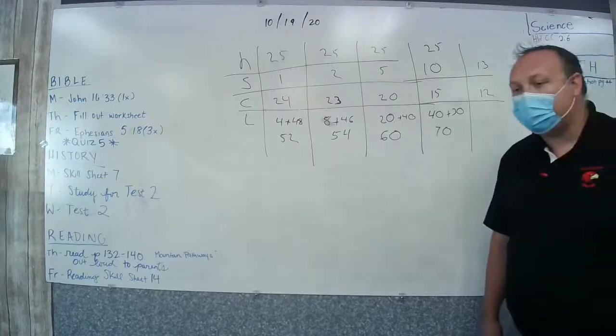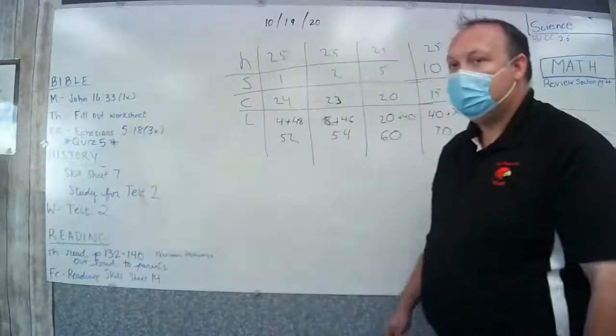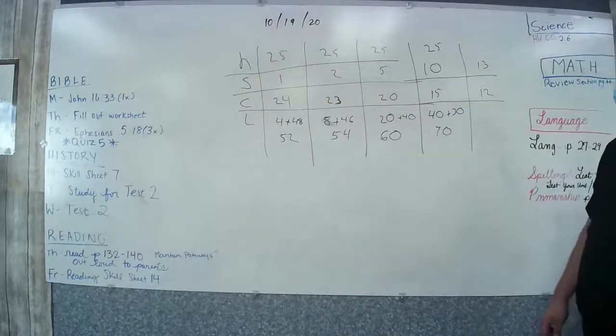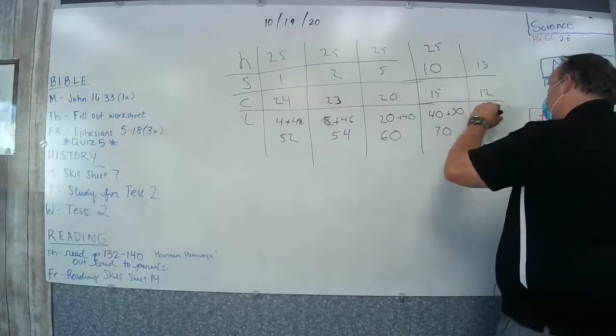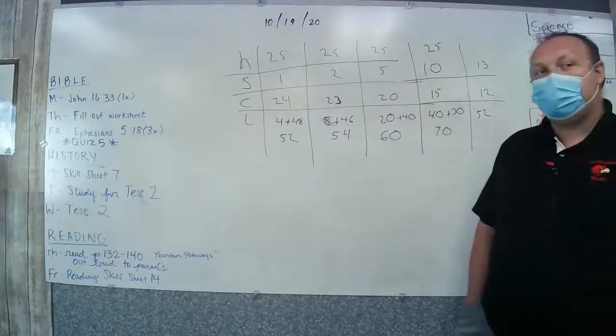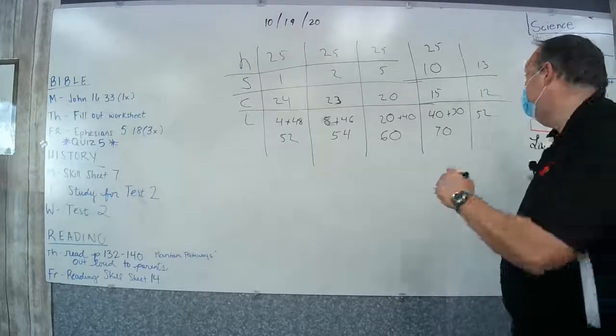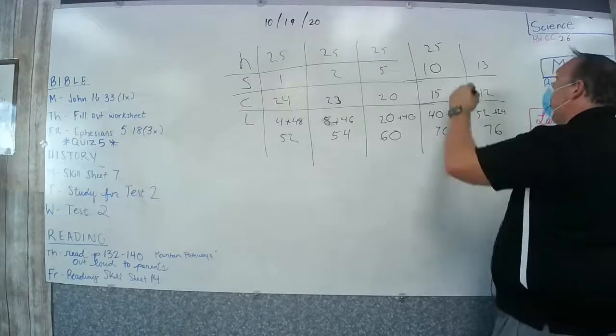We are on page number 50 on the example. 52. It would be 52. Okay. I have 12 chickens. How many chicken legs do I have? 24. 76.